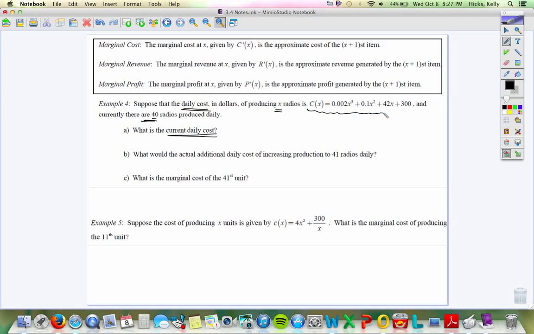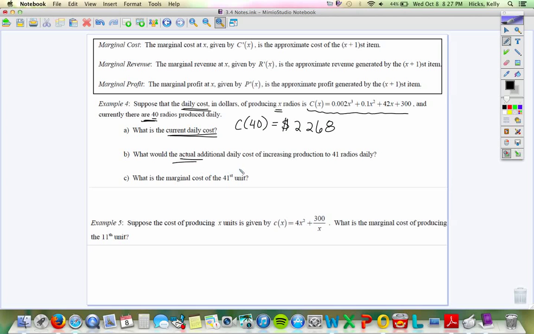To get the current cost using this function, all we have to do is plug the number made on a daily basis into the cost function, and it will give us that. So we would simply do C at 40, and instead of showing you all that, I'm just going to tell you the answer. It is 2,268. You can use your calculator and plug it in right here and tell me if I'm right or wrong.